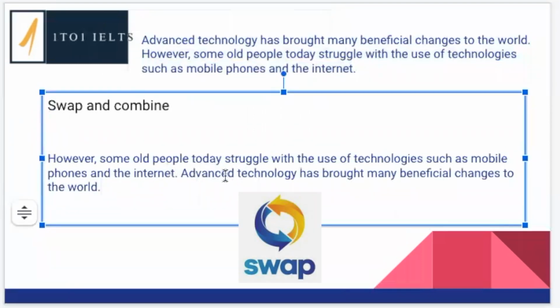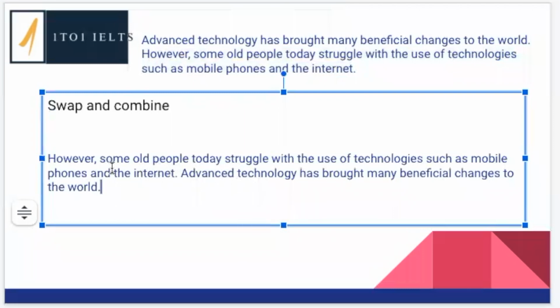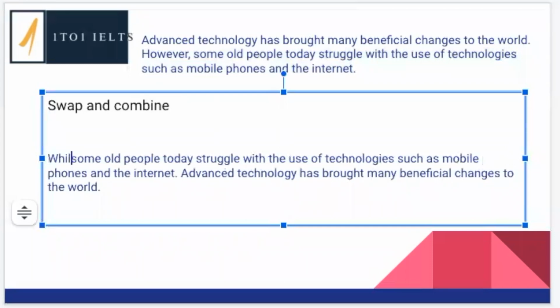So here we have swapped, but what we now need to do is combine. And we can see with this word, however, which was in the original, that these 2 sentences are contrasting ideas. Therefore, we can use some conjunction of contrast to connect these 2 together. So what we're going to do, rather than starting with however, we can start with while or although.